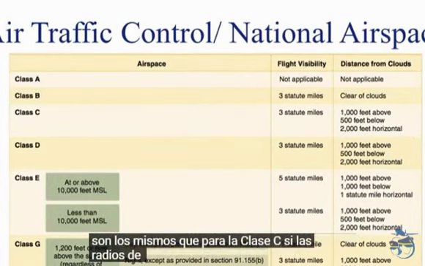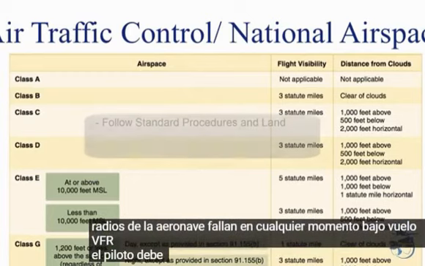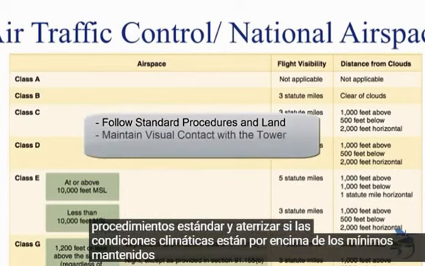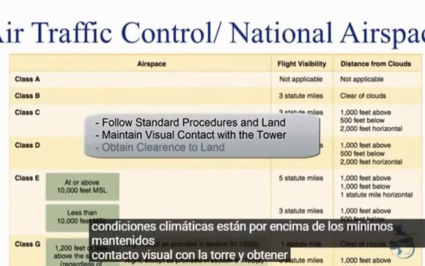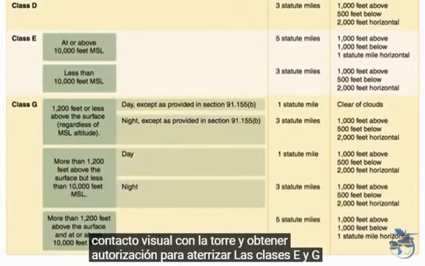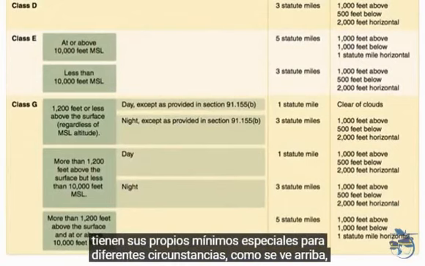If the aircraft radios fail at any time under VFR flight, the pilot should follow standard procedures and land if weather conditions are above minimums, maintain visual contact with the tower, and obtain clearance to land. Class E and G both have their own special minimums for different circumstances as seen above.